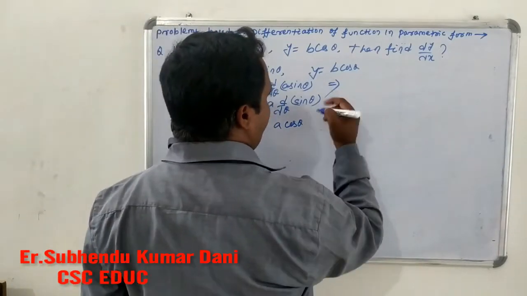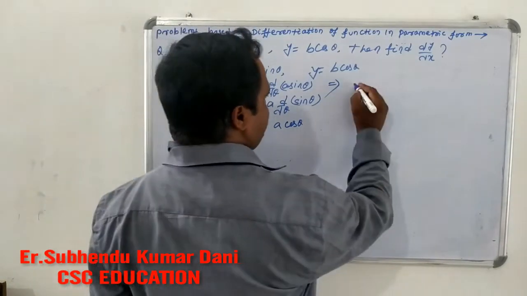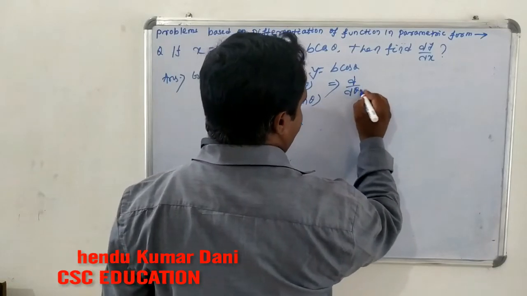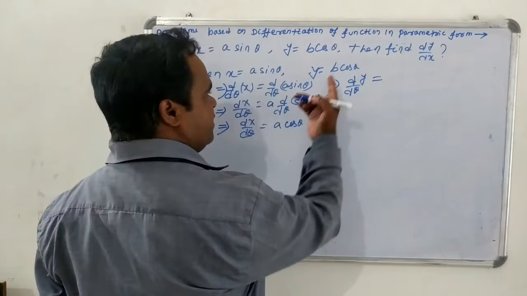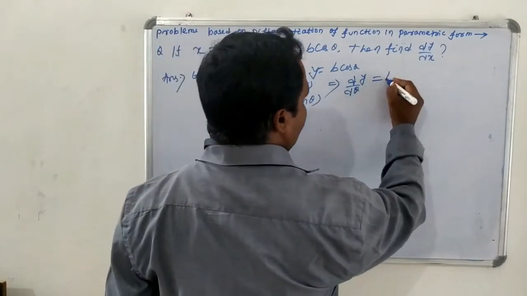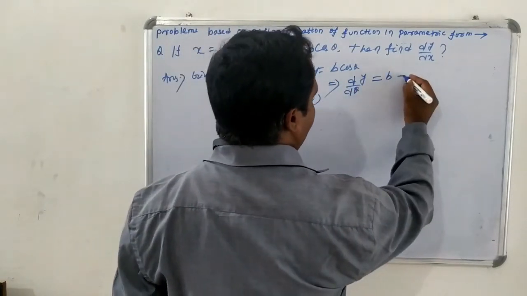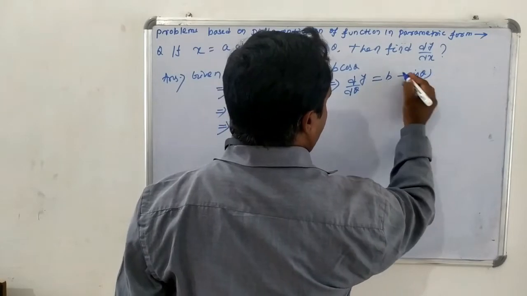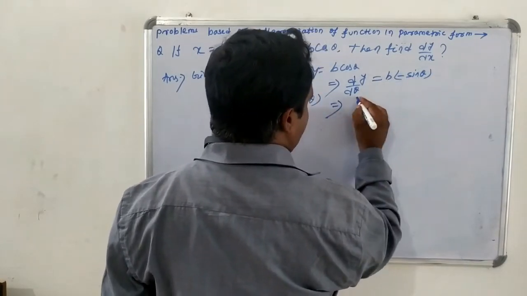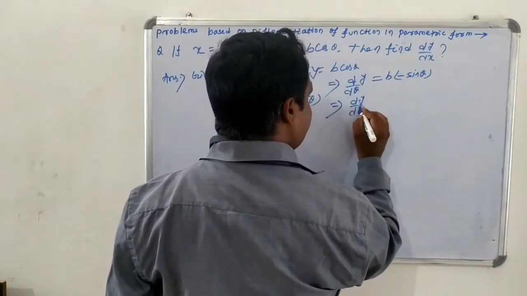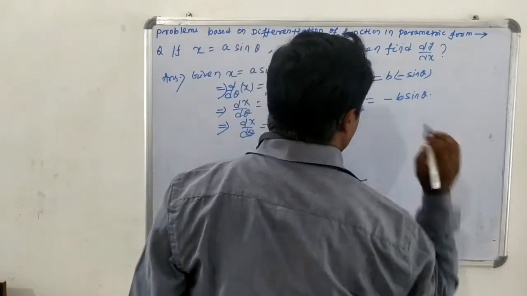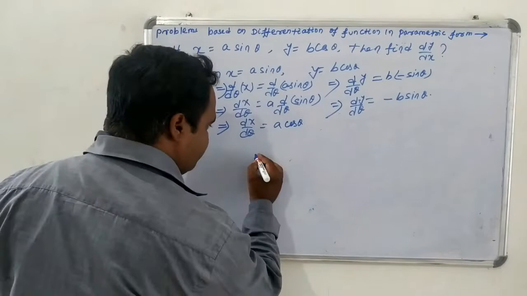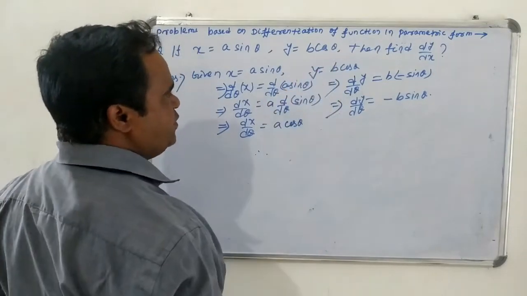Similarly, y is a function of theta, so taking d by d theta on both sides, we get dy by d theta. b is a constant factor here, and the derivative of cos theta is minus sin theta. So this implies that dy by d theta equals minus b sin theta. Clear that? So now the question is to find dy by dx.